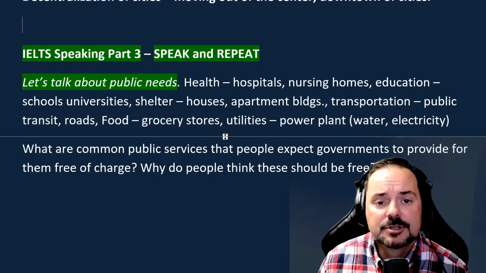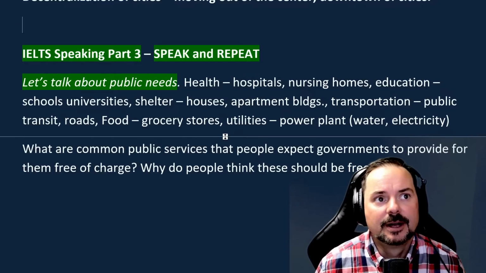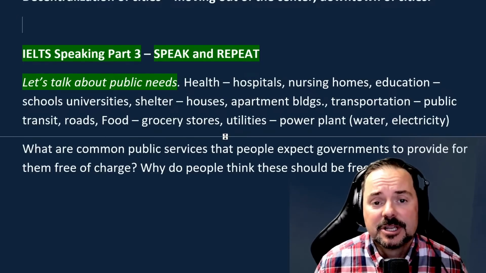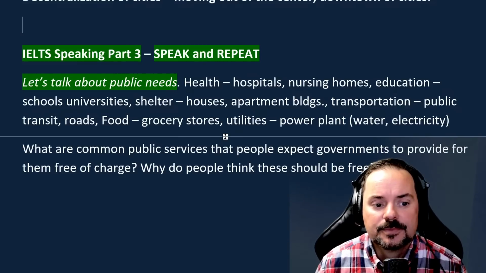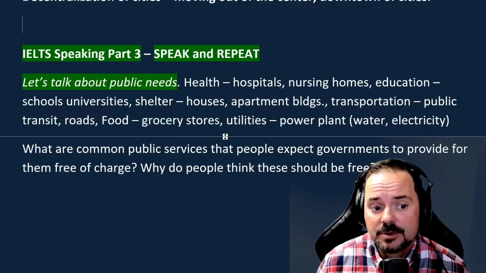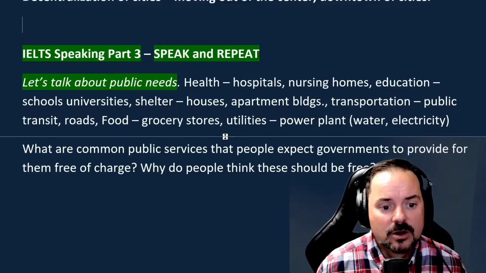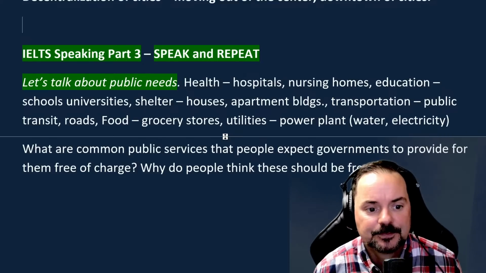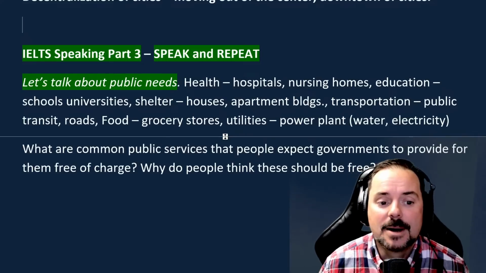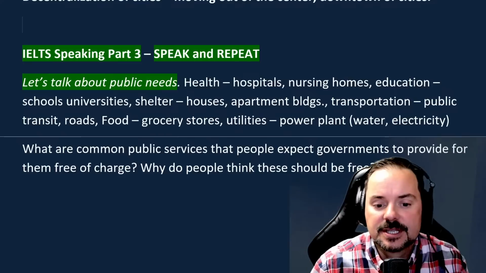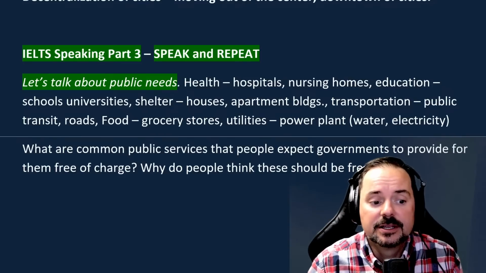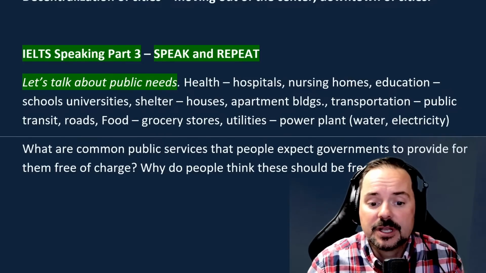Good. Yeah, absolutely. And it's good to add information if you can, for sure, to paint and describe your language more. Let's jump into these part three questions. Keep that part two concept in mind. Are you ready? Yes, sir. Okay, let's talk about public needs. What are common public services that people expect governments to provide for them free of charge?